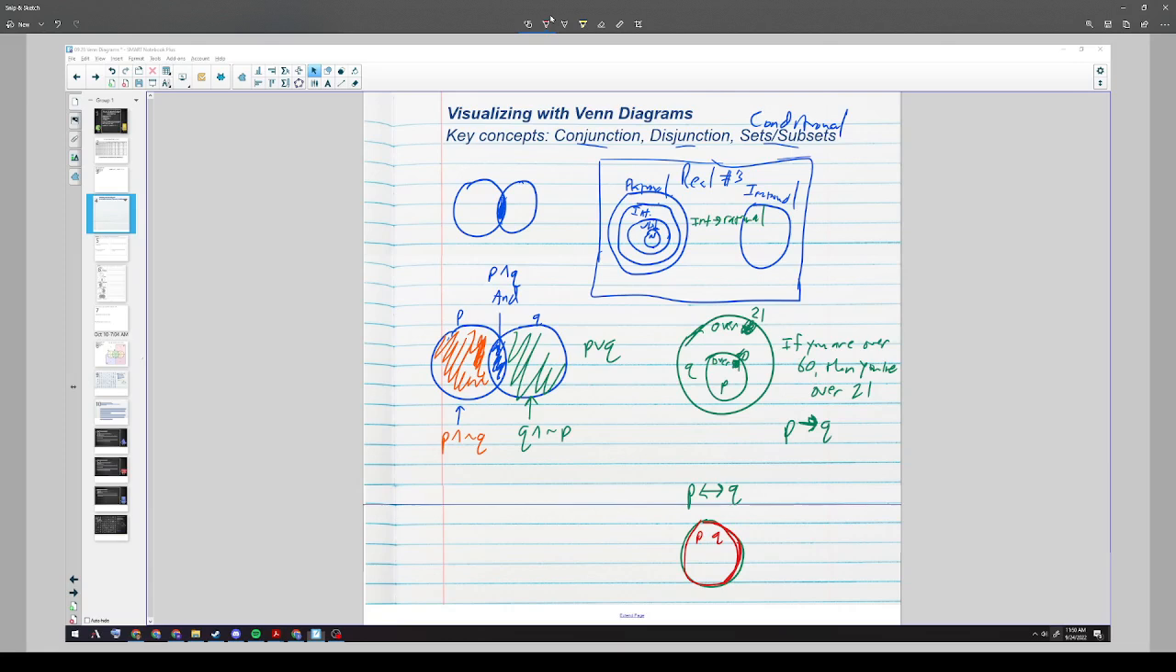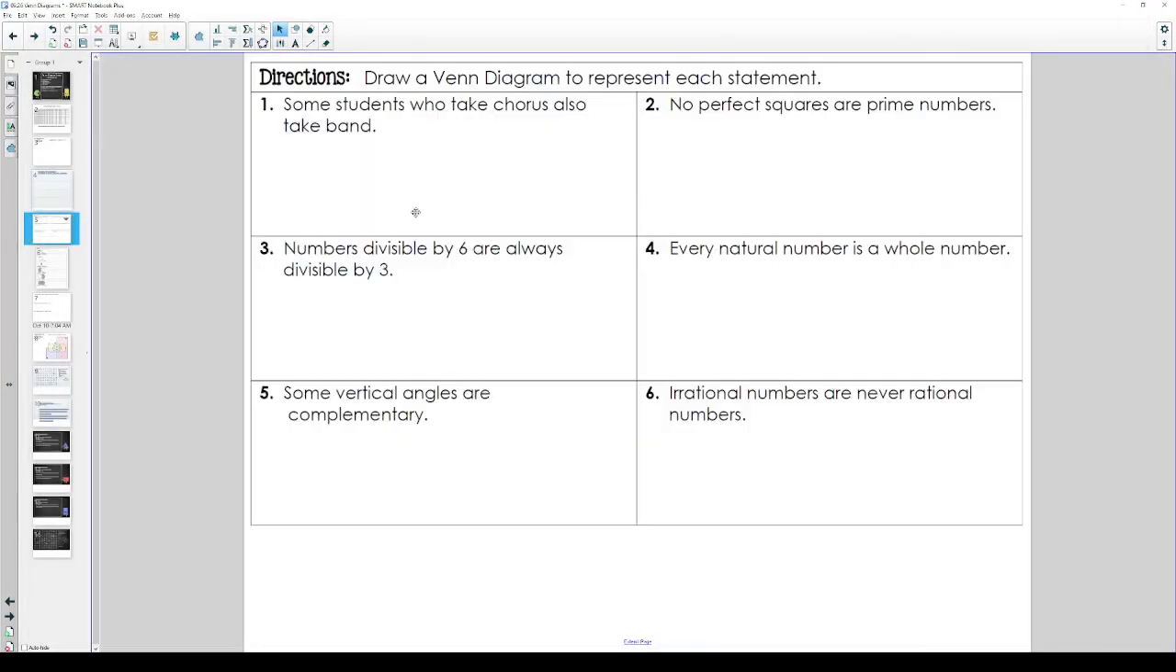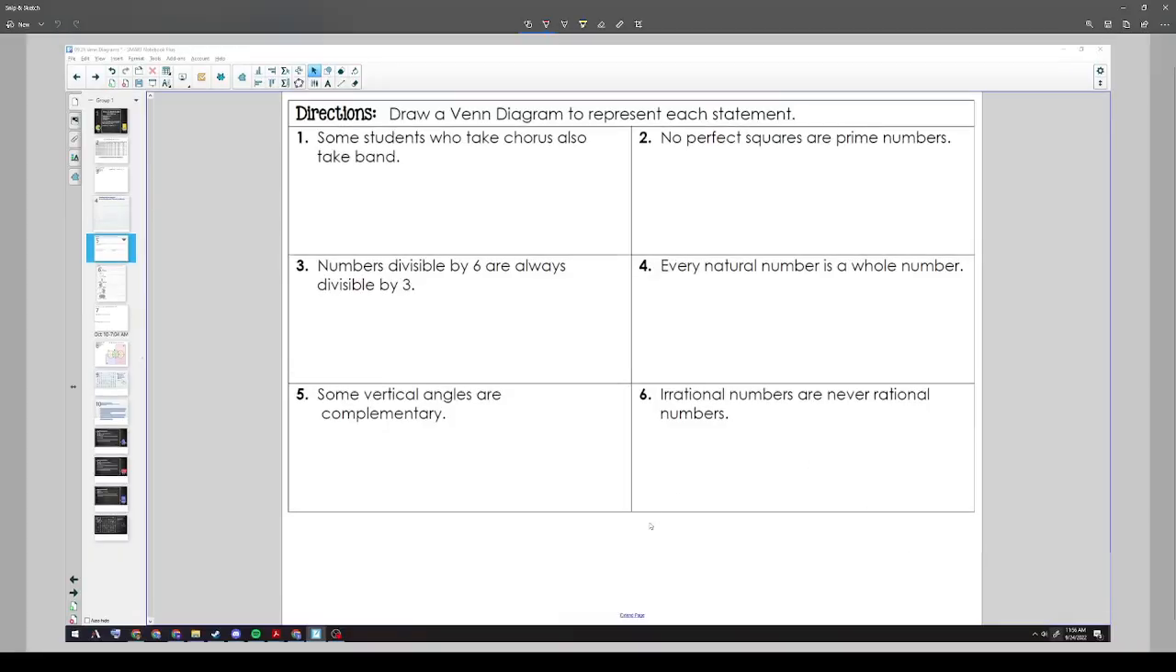So these are different relationships we could have with Venn diagrams to represent different kinds of logic that we've talked about. Let's look at some examples to make this a little more concrete and see what some problems like this could look like. So in these, we want to draw a Venn diagram to represent each of these statements.